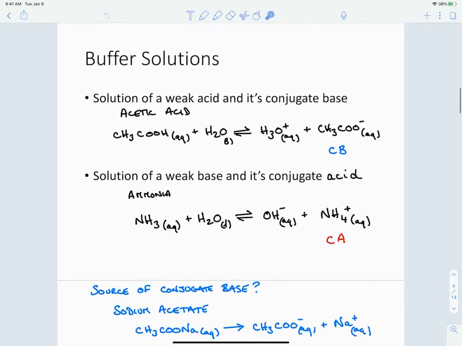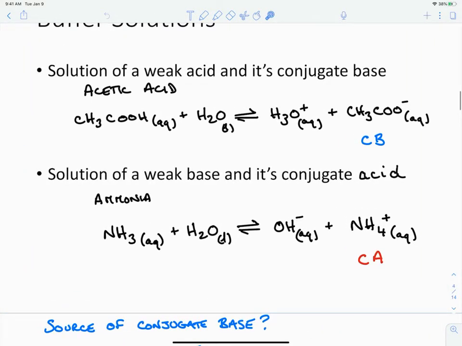And so buffer solutions are a solution of a weak acid, not a strong acid, a weak acid, and its conjugate base. And just like we've recently been writing, if you take an acid, this is acetic acid, and you add water, it's a reversible reaction, and you produce hydronium ion plus, in this case, acetate ion, which is the conjugate base. Here's the acid, here's the conjugate base, it just differs by 1 proton.